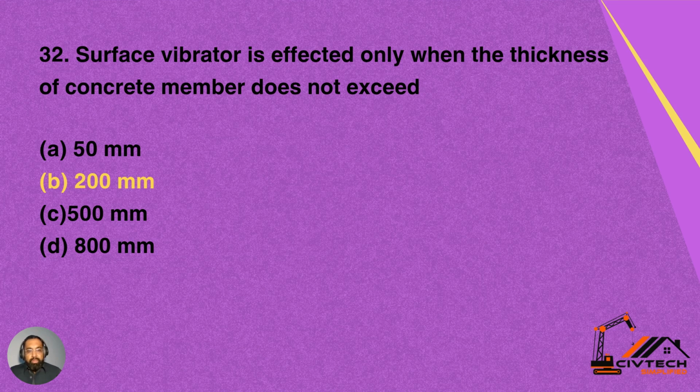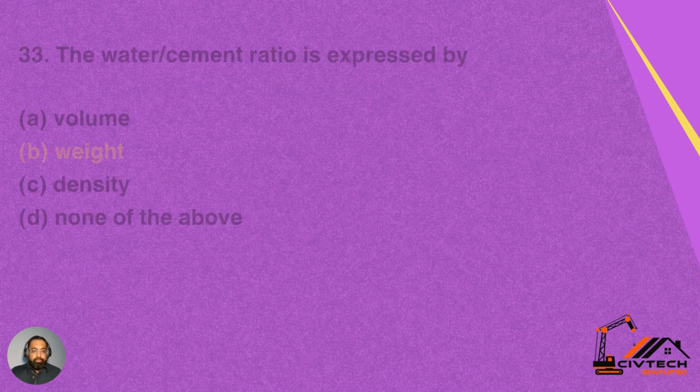Question number 32. The surface vibrator is effective only when the thickness of the concrete member does not exceed: A 50 mm, B 200 mm, C 500 mm, D 800 mm. If the thickness of the concrete does not exceed 200 mm or 8 inches, in that case the surface vibrator is more effective.